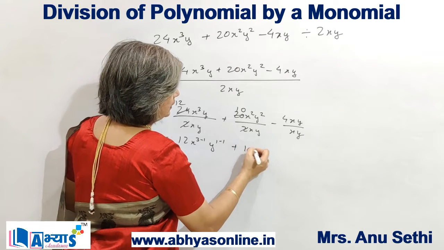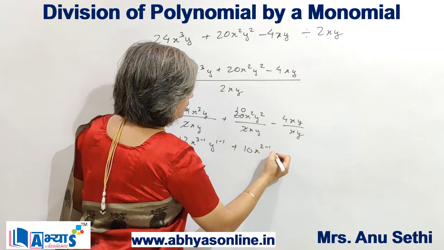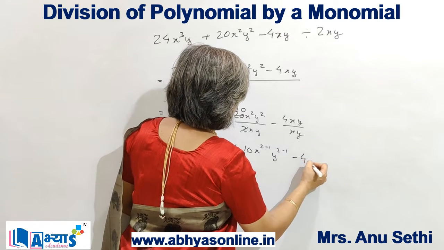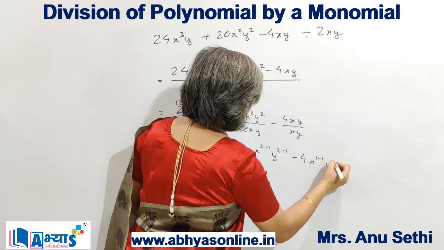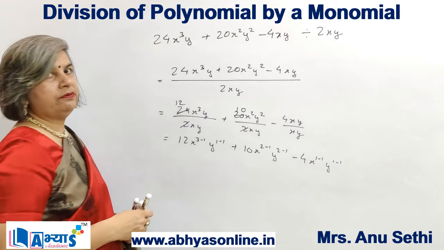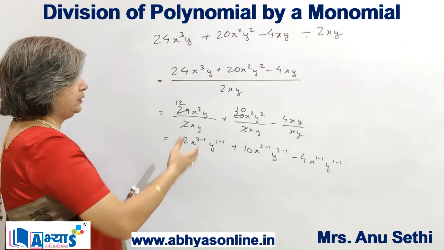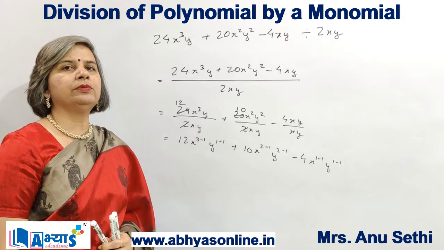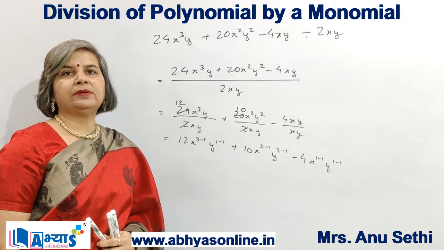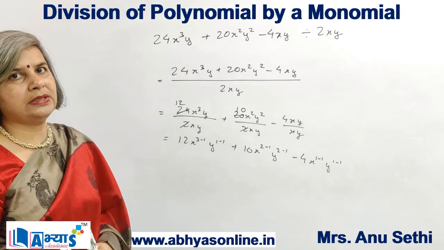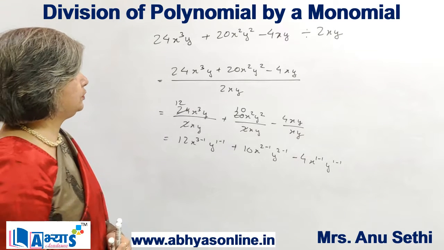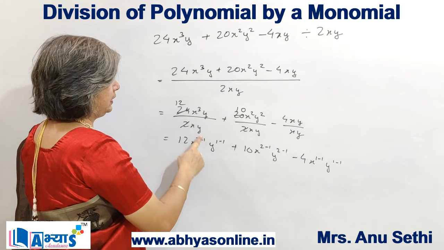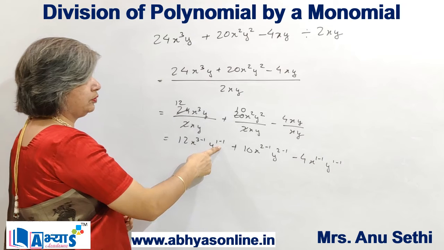Similarly, 10 x to the power 2 minus 1, y to the power 2 minus 1, and similarly 2 x to the power 1 minus 1, y to the power 1 minus 1. Because we know that whenever exponents are brought from the denominator to the numerator, we change the sign. That means if it is plus, we change it to minus, and if it is minus, we change it to plus.